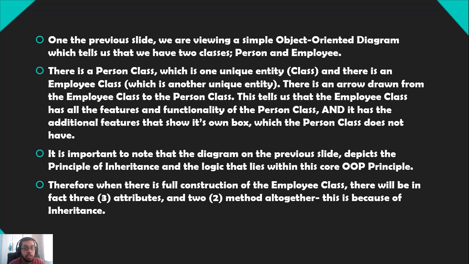It is important to note that the diagram on the previous slide depicts the principle of inheritance and the logic that lies within this core OOP principle. Therefore, when there is full construction of the employee class, there will in fact be three attributes and two methods altogether. This is because of inheritance.